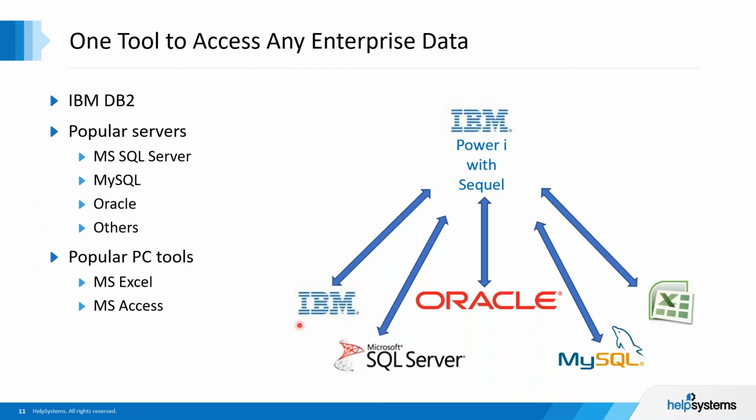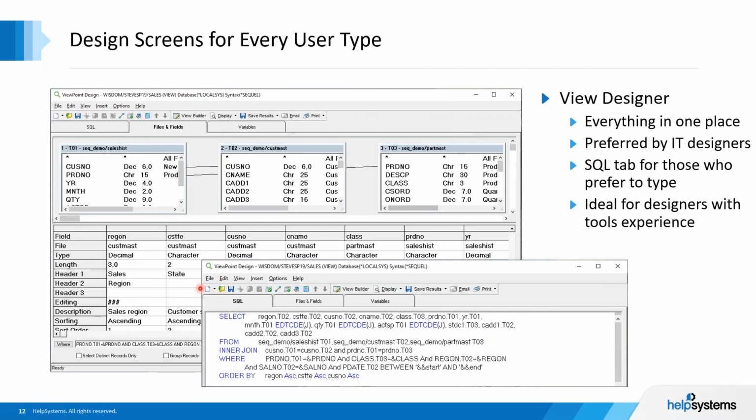Keep in mind this second IBM might be your high availability box that you use, and it has data on there that you don't keep on the main production box. So it's a valid data access. The other thing to mention is we're not just limited to standard servers, but data found in Microsoft Excel and Microsoft Access as well.